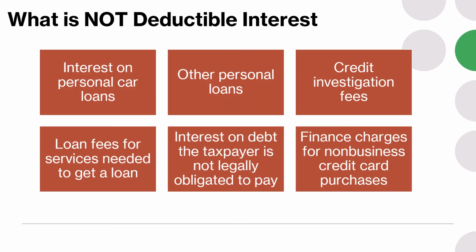And then we have some things that aren't deductible as interest on Schedule A. So interest on a personal car loan is not deductible. Any other kinds of personal loans are not deductible. Credit investigation fees or loan fees for services needed to get the loan, those are not deductible on Schedule A. If they are for services needed to get the loan, they might be something that adds to the basis, adds to the taxpayer's cost in the home.